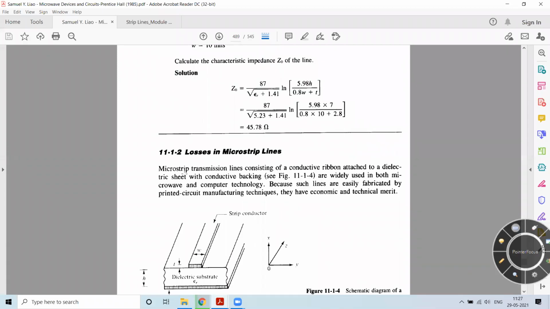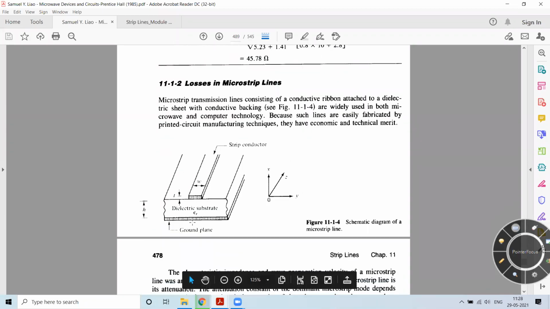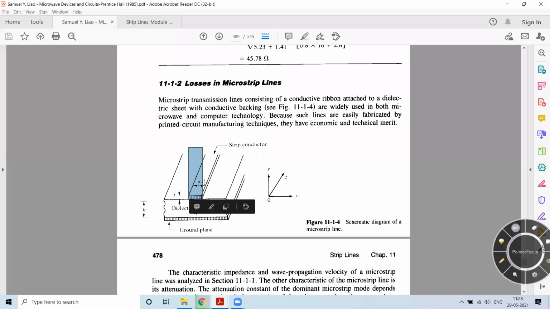The next discussion is what are the losses present in microstrip lines. Whenever we are talking of losses, there are three types of losses in microstrip lines. One loss is due to the dielectric substrate which is present. Another loss is due to the conducting element of this microstrip, that is the strip conductor. Then apart from this, since there are electric and magnetic fields associated with this, when current is passing through the strip conductor, that gives rise to what is termed radiation loss.